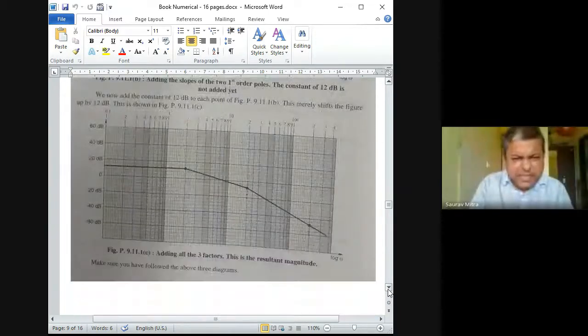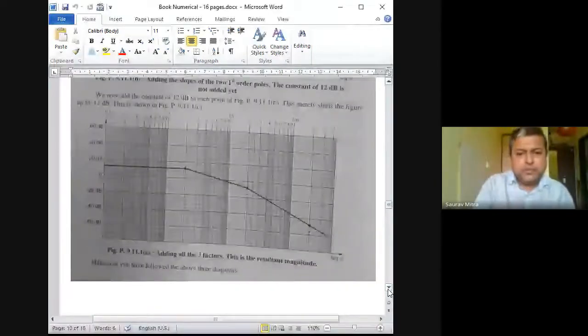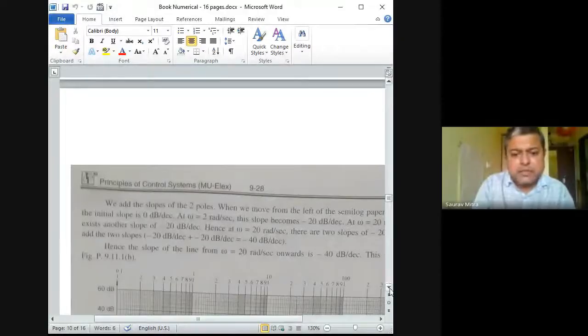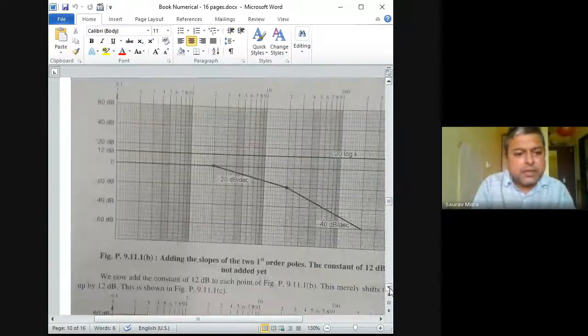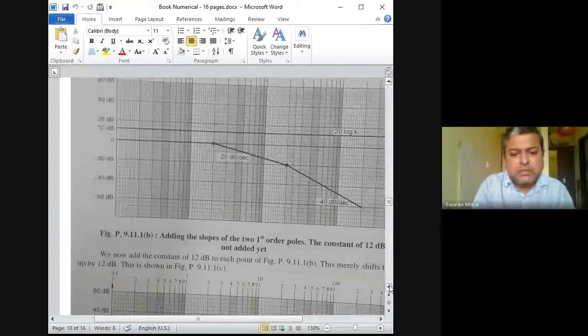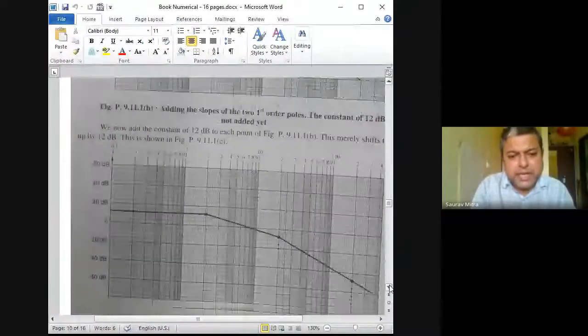So can anybody tell me how much the gain crossover frequency is from this plot, whatever is shown to you? Okay, I'll make it big. Let me just see whether you have understood it or not. This is the resultant plot. What is the gain crossover frequency? It goes from positive to negative. It's in between 8 and 9. Can anybody say it's between 8 and 9?